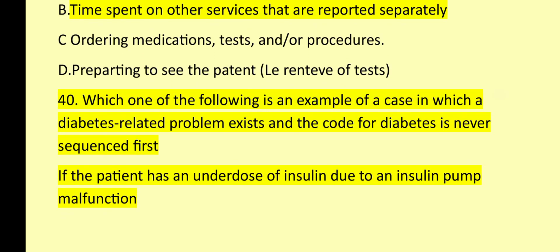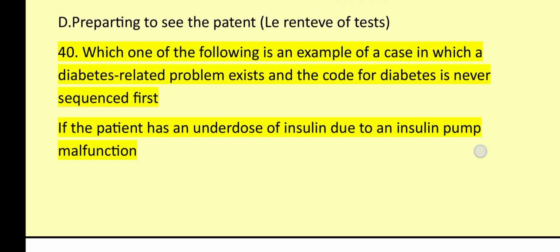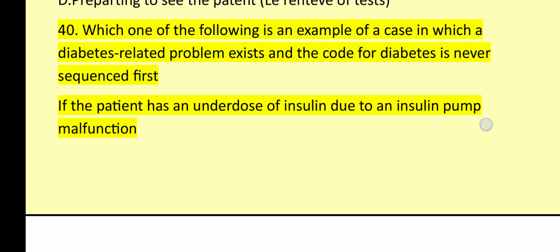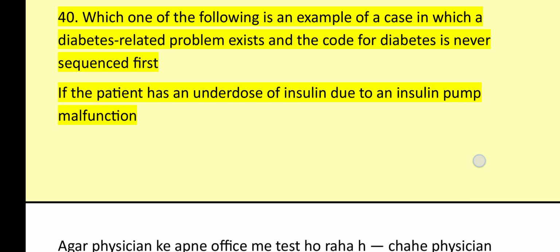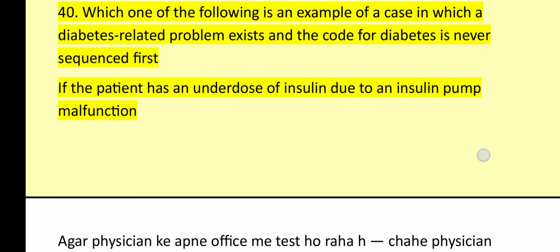40. Which one of the following is an example of a case in which a diabetes-related problem exists and the code for diabetes is never sequenced first? If the patient has an underdose of insulin due to an insulin pump malfunction.